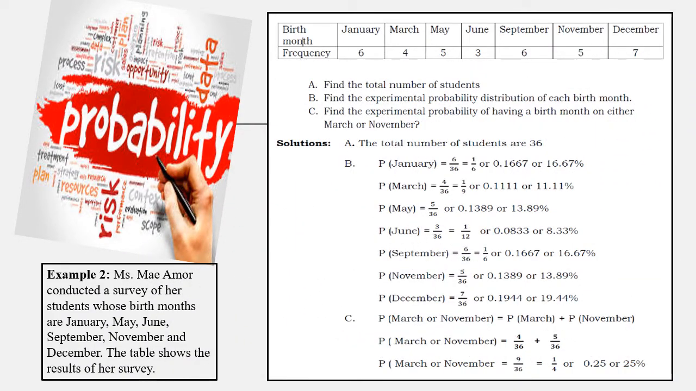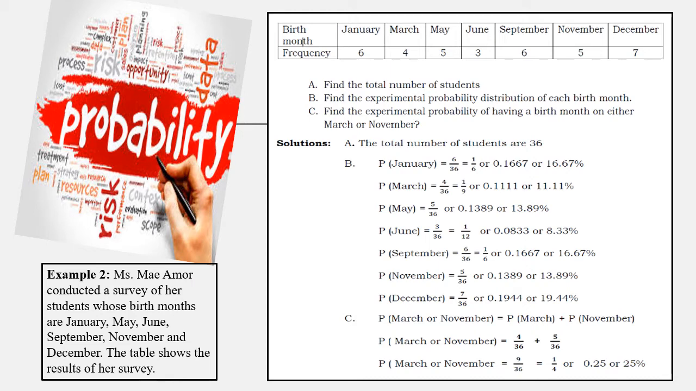Example, Mrs. May Amor conducted a survey of her students whose birth months are January, March, May, June, September, November, and December. The table shows the result of her survey. So we have here, A is find the number of students, B find the experimental probability distribution of each birth month, and C find the experimental probability of having a birth month on either March or November.